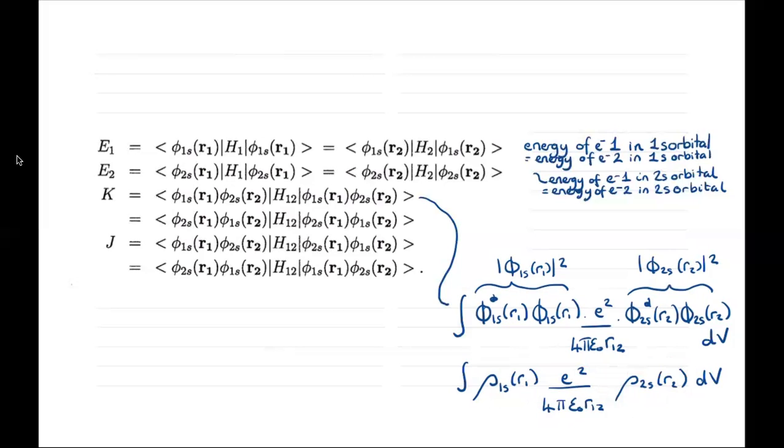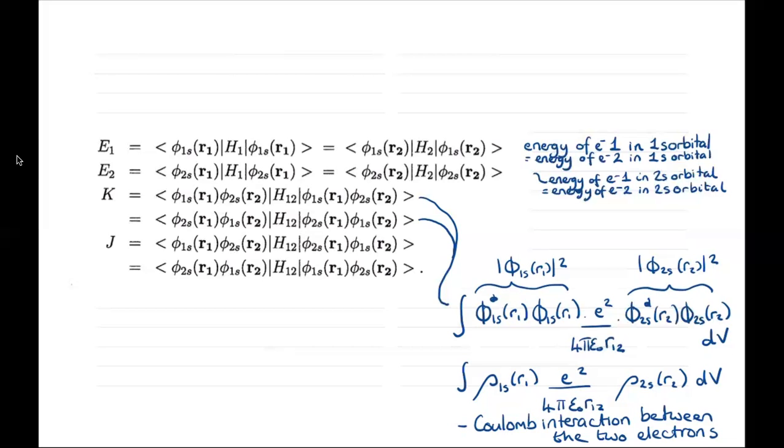And so I can see that this is just the Coulomb interaction between the two electrons, electron 1 in the 1s orbital and electron 2 in the 2s orbital. And the second term is exactly the same, but it's written for electron 1 in the 2s orbital and electron 2 in the 1s orbital. So these terms K are the quantum mechanical exact analog to the classical Coulomb interaction between two charges.